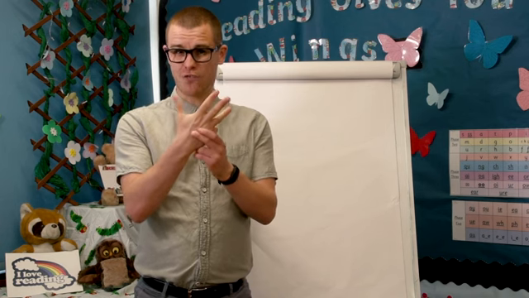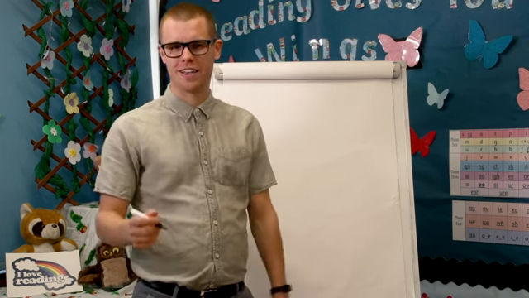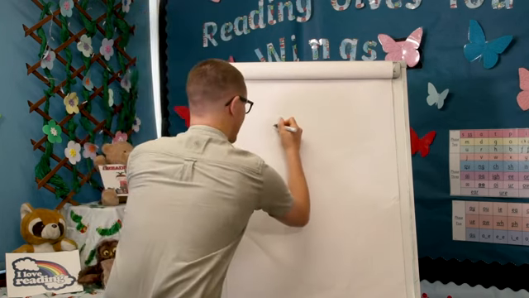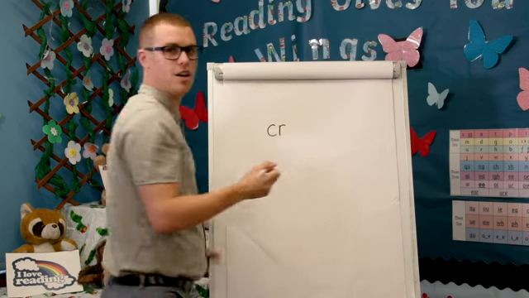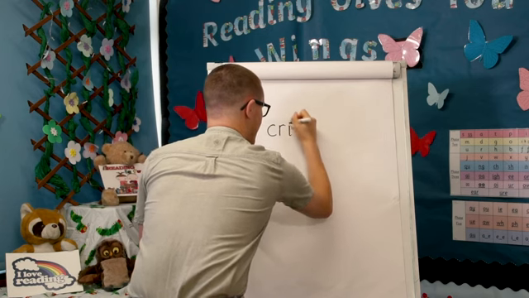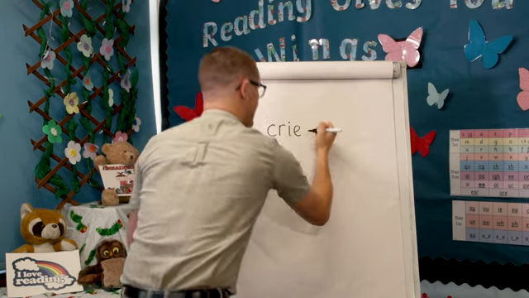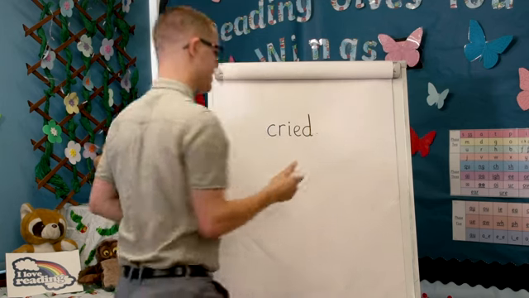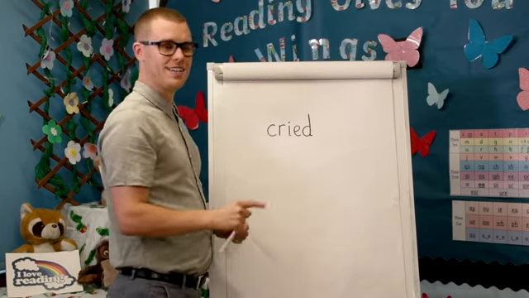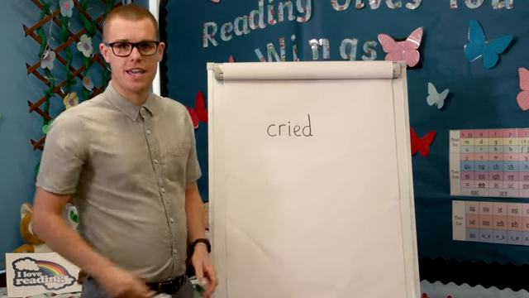Let's spell cried. Segment the sounds with me. Cried. K-r-i-d. Let's count how many sounds there are. Cried. K-r-i-d. That's 4 sounds. Watch me write cried. I need 4 sounds. K. R. I. Cried. K-r-i-d. It has 4 sounds.